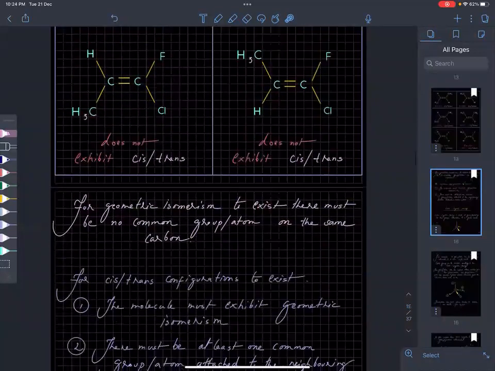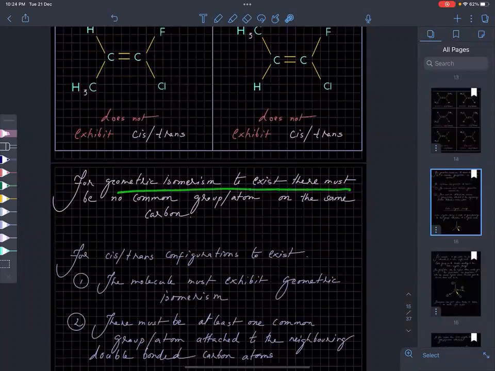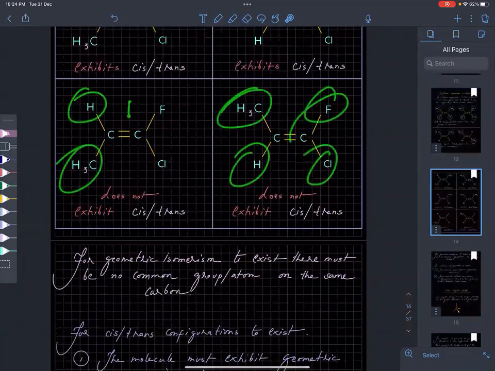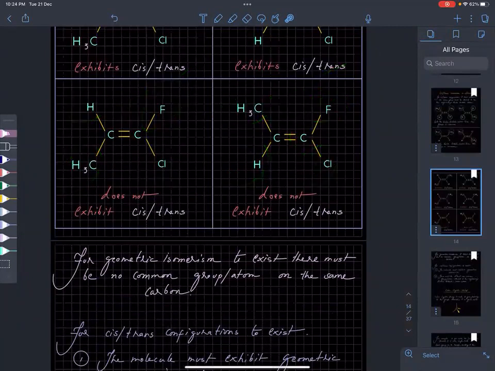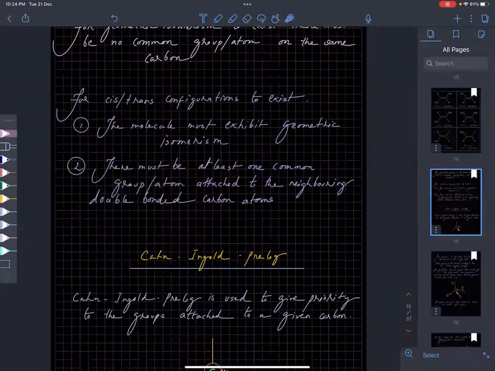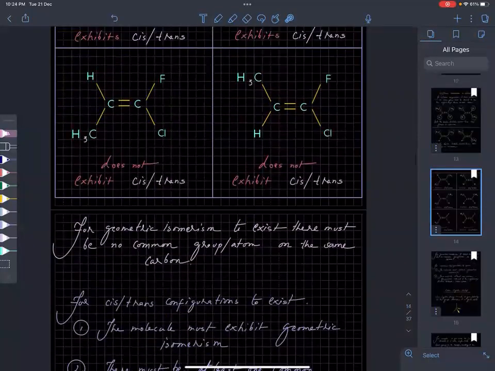For geometric isomerism to exist, there must be no common group on the same carbon. Clear? So here also no same, no common group. Here also no common group. No common group, no common group. That means these must show geometrical isomerism. Clear? But this cannot be named cis and trans. Okay? Clear? So what to do in these kinds of cases?